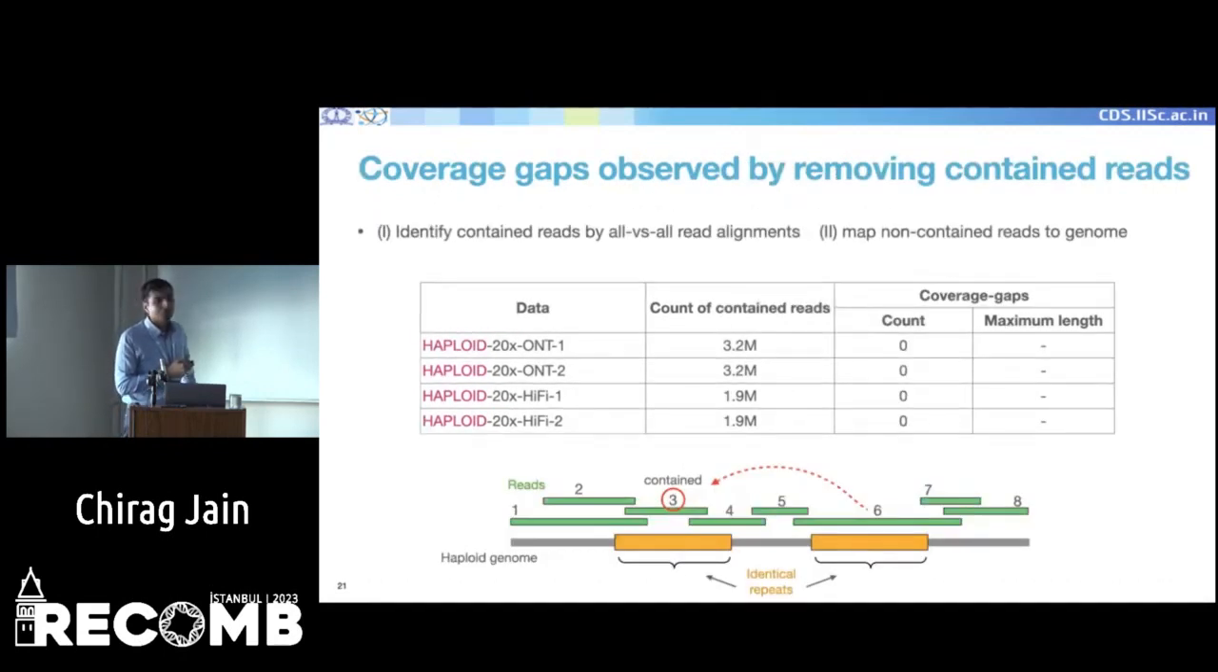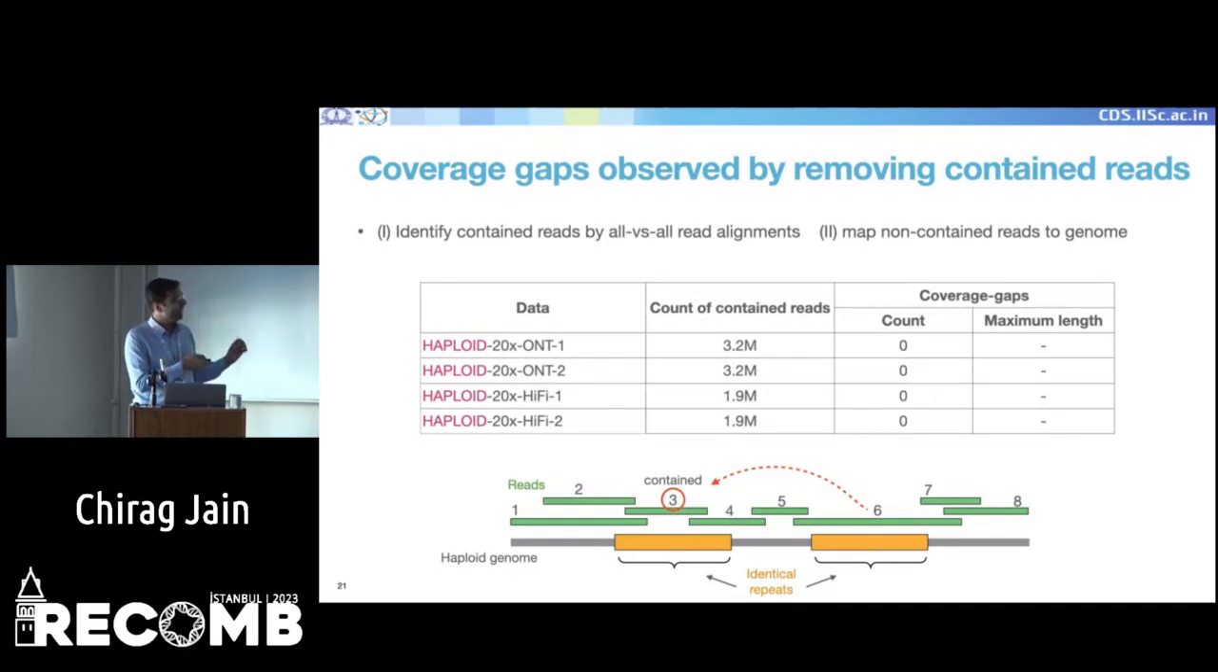So first I want to show you how many coverage gaps happen by removing contained reads, which all genome assemblers do. The first scenario is the haploid genome, the CHM13 genome, where the second column shows you that the count of contained reads in this data set is in millions. It turns out that for the haploid genome, there are no coverage gaps caused by removing contained reads empirically.